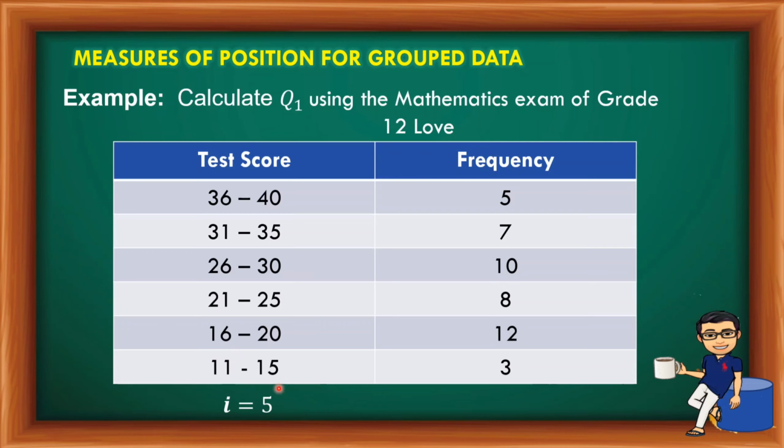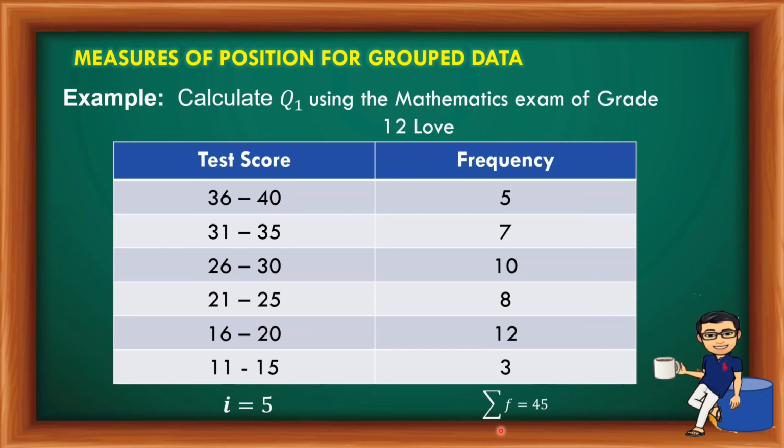In this side, makukuha na natin yung interval. Ang interval, kung magbibilang tayo, 11, 12, 13, 14, 15. So yun yung magiging interval. Dito naman, makukuha na rin natin yung summation of F. So pag sinabing summation of F, that's the total frequency. So i-add lang natin ito, 5, 7, 10, 8, 12, and 3. At ang total niyan ay 45. So yun yung tinatawag na summation of F. So this will be needed later on with our formula.